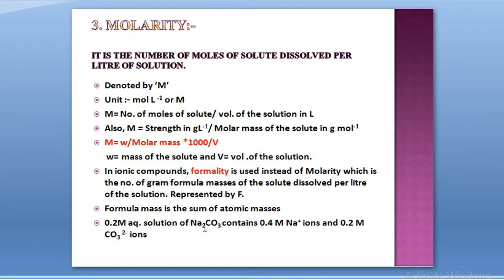The formula is Na2CO3. 1 mole of this substance will give us 2 moles of Na plus and 1 mole of carbonate ion. That is why in 0.2 molar aqueous solution we'll have 0.4, twice this 0.2 molar Na plus ions, and since carbonate ions का एक ही mole होगा, we'll have 0.2 molar carbonate ions. We'll do the numericals in Google Classroom. It will be more clear.